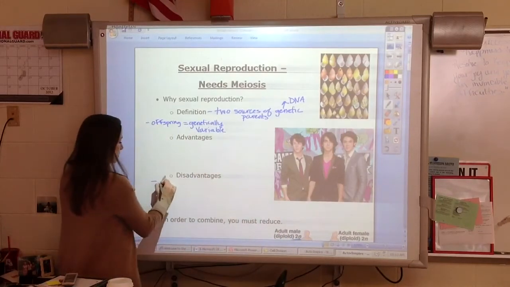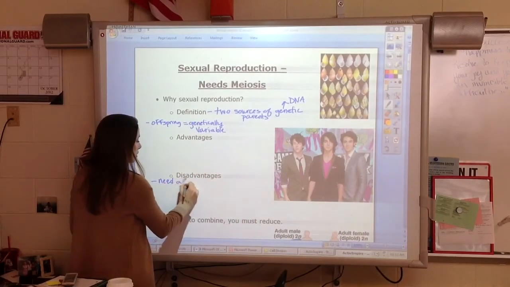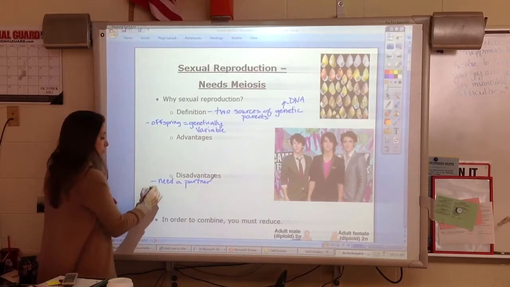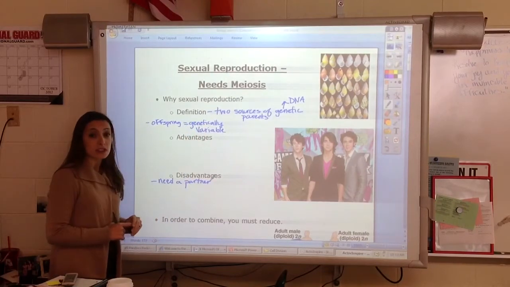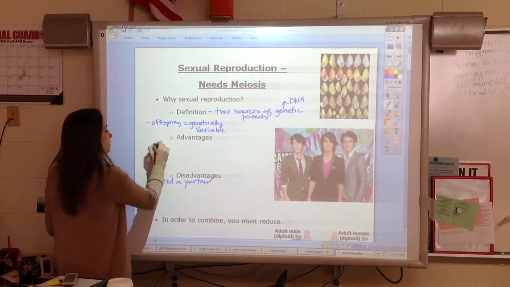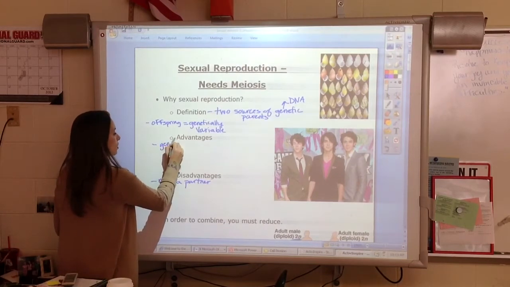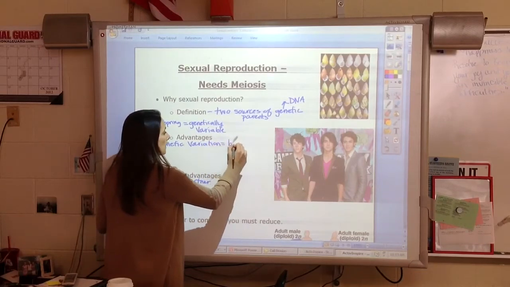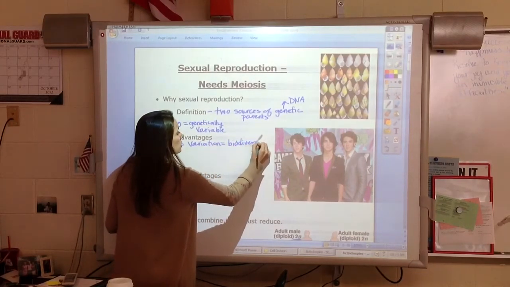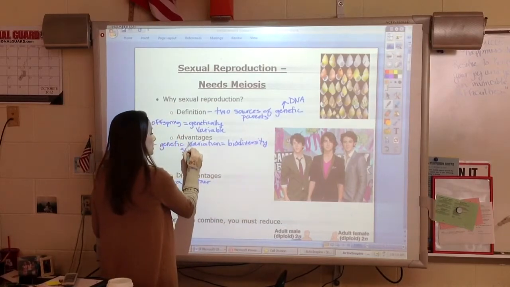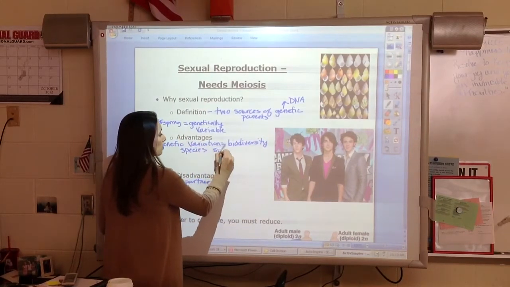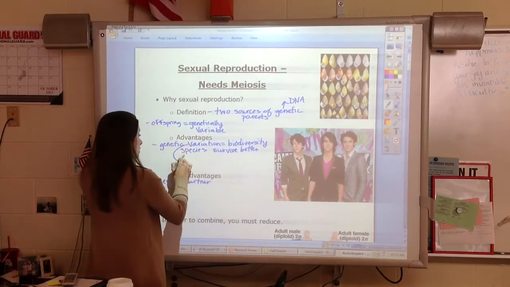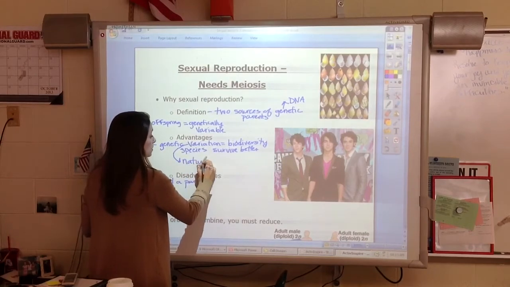When we look at the advantages, why would we use this versus asexual? Because one of the disadvantages is you do need a partner. You can't do this type of reproduction on your own. And it also requires making special types of cells, which we'll talk about in a moment. But the real advantage is this genetic variation really creates what we call biodiversity, which is going to help the species survive better.